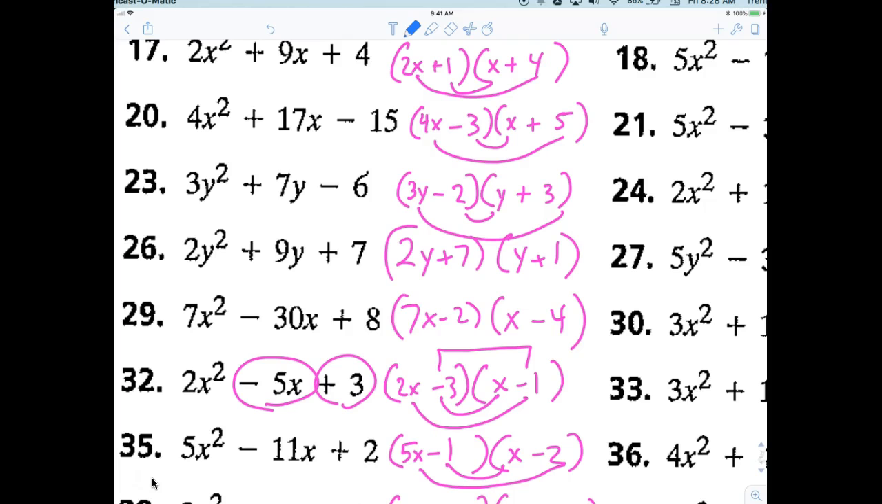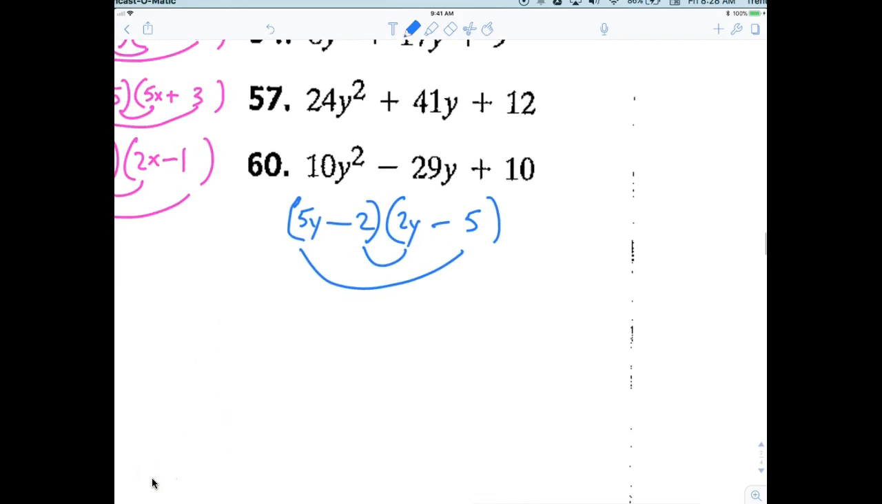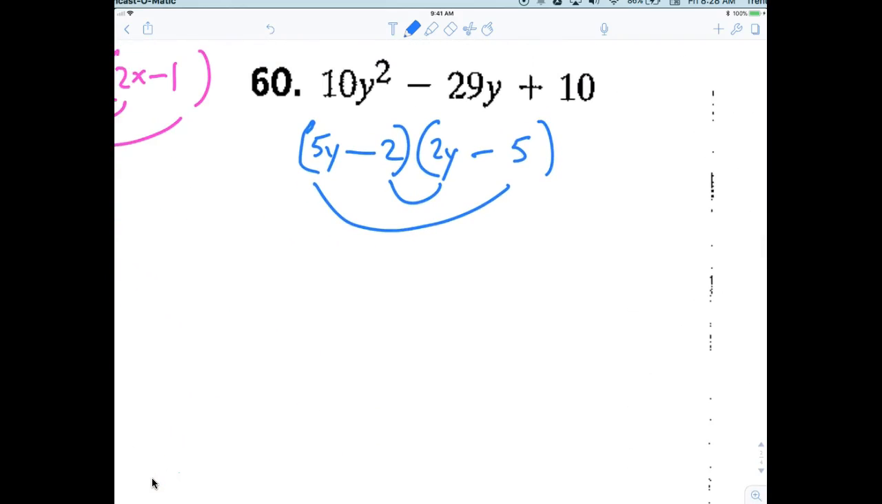Good. Yes, sir. On 16, why did you just make it 5y and 2y instead of 2y and just y? Because no combination of 10 and 1 will work. It's a guess and check. Well, 3 times 10 is 30, and then minus 1 is 3 times. So then you could do. I need the factors of 10 though, buddy. 3 is not a factor of 10.